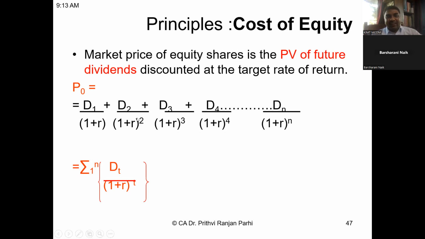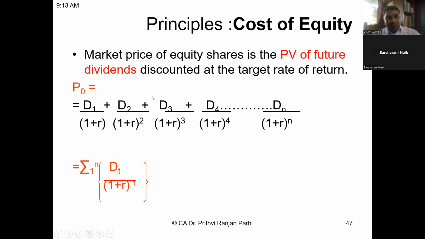So for the second year, it is discounted at 1 plus R square. Third year, 1 plus R to the power cube. R is the expected rate of return. So this shows the present value of the dividend that you are going to receive after 1 year. This portion, D2 by 1 plus R square, shows the present value of the dividend that you are going to get after 2 years.